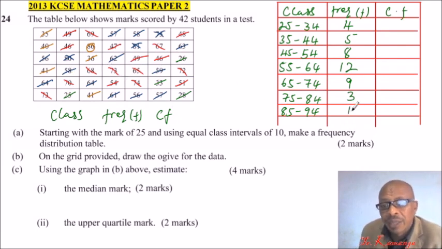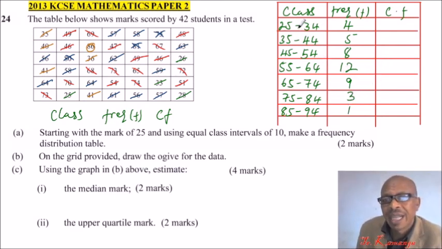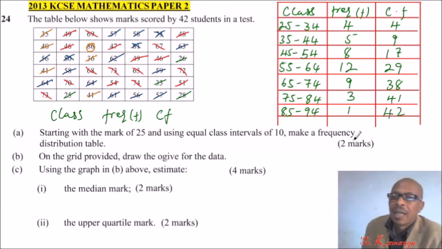Those are the frequencies, the number of times the data appear within each class. For cumulative frequency, we add up the frequencies. So it is 4. 4 plus 5 is 9. Plus 8 you get 17. Plus 12 you get 29. Plus 9 you get 38. That 38 plus 3 you get 41. 41 plus 2 you get 43. So that is the cumulative frequency. That is a frequency distribution table.